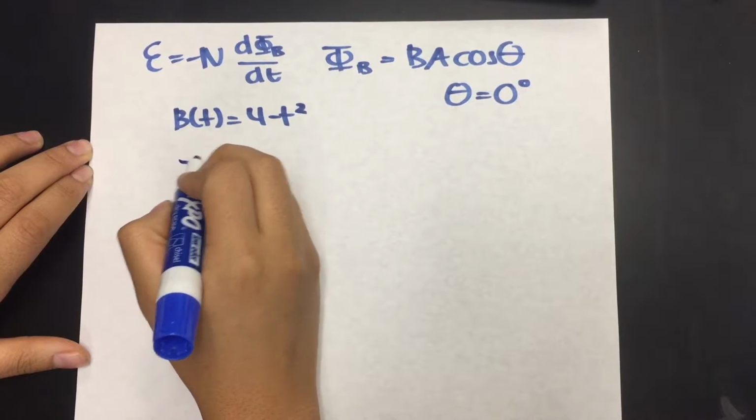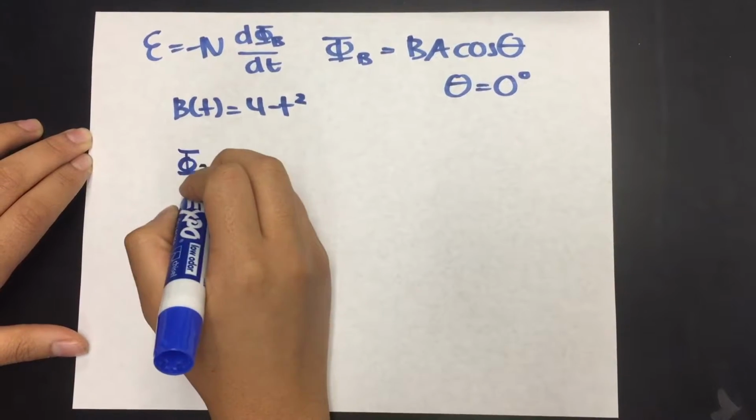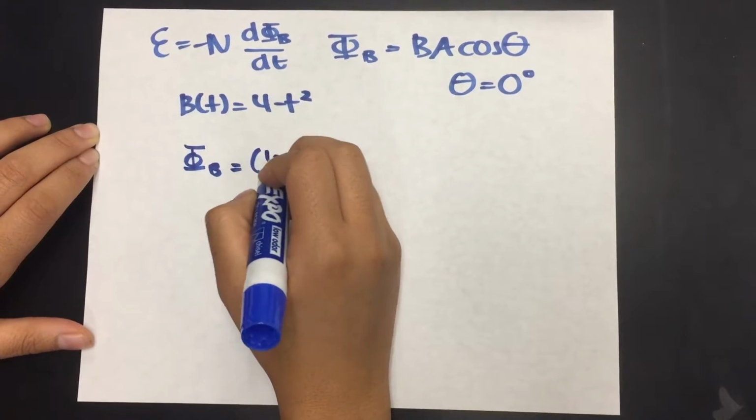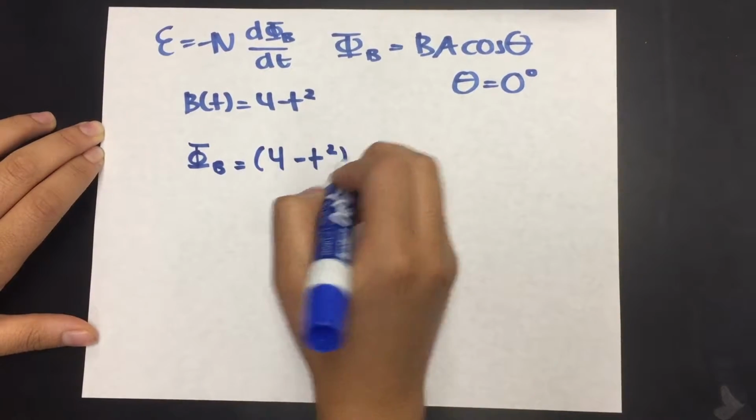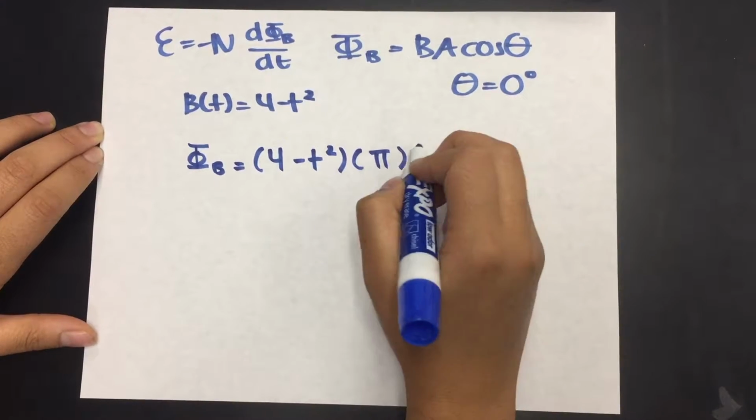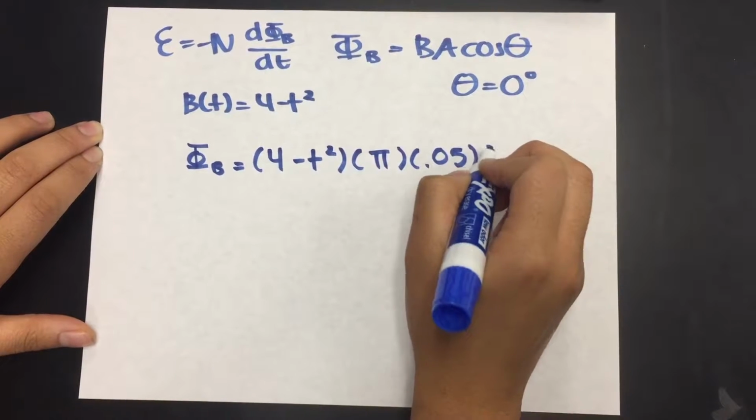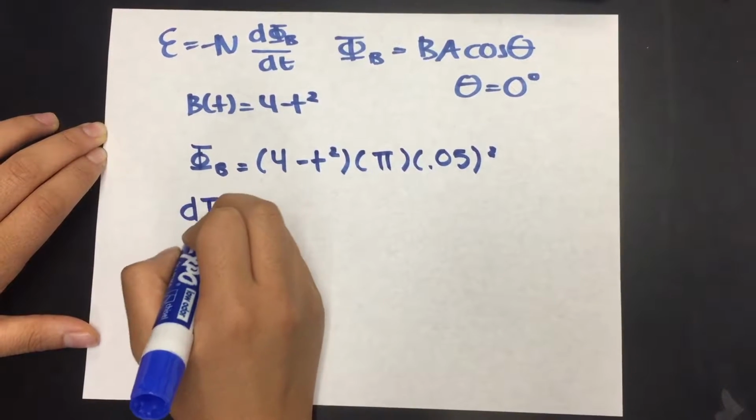The equation for induced voltage is the number of loops multiplied by the derivative of the magnetic flux. The equation for magnetic flux is equal to the magnetic field multiplied by the area multiplied by the cosine of the angle. Area for a circle is pi r squared.